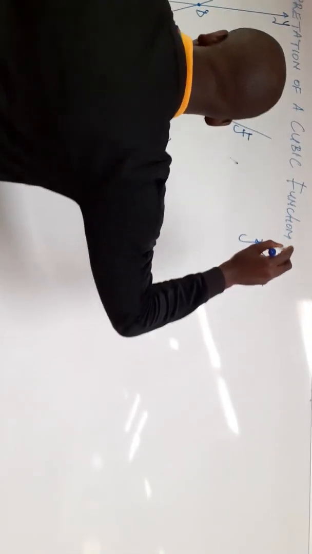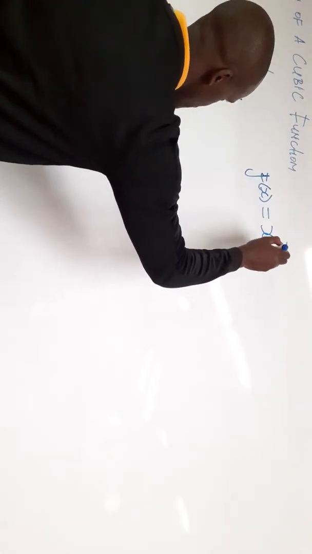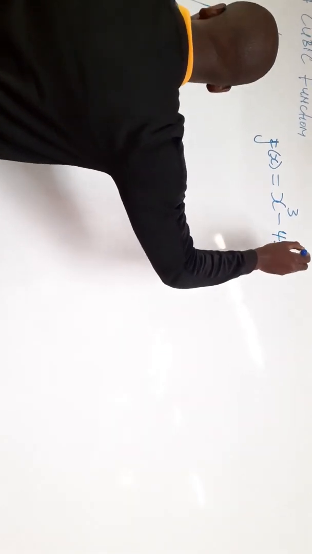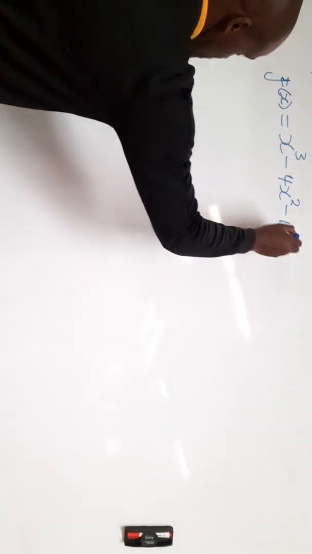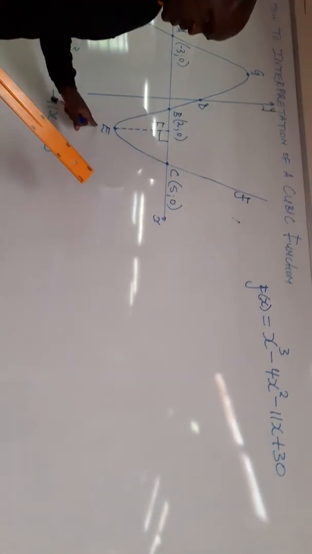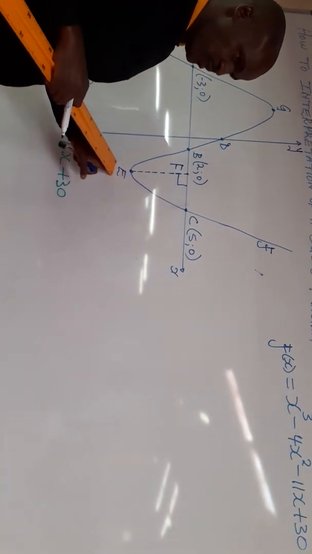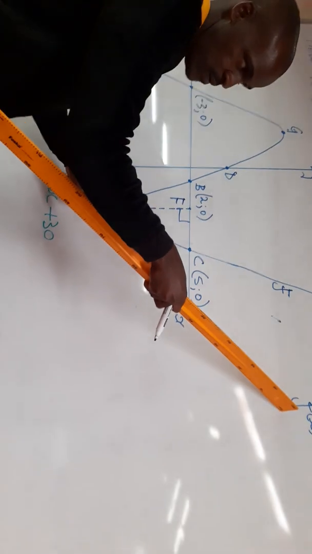It's f of x equals x cubed minus 4x squared minus 11x plus 30. So we are to find the coordinates of point E. This is a stationary point or turning point. For a turning point, you will have to differentiate. We differentiate.